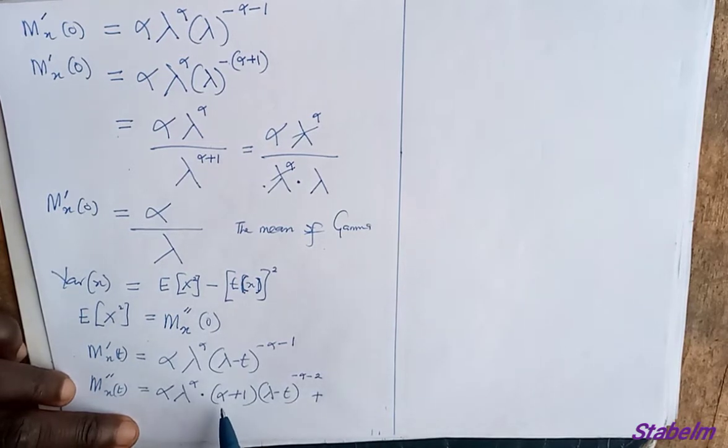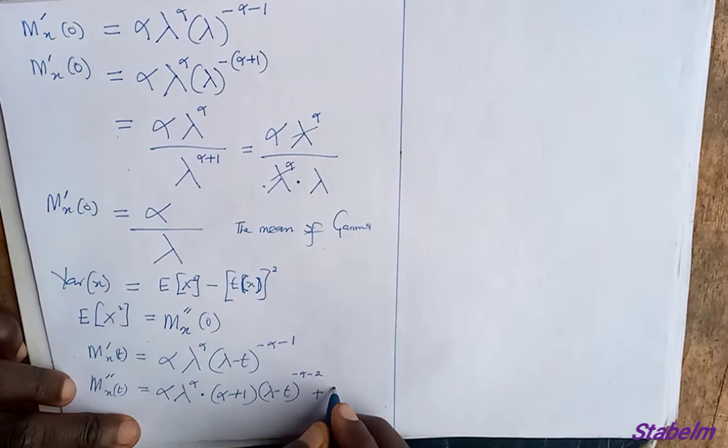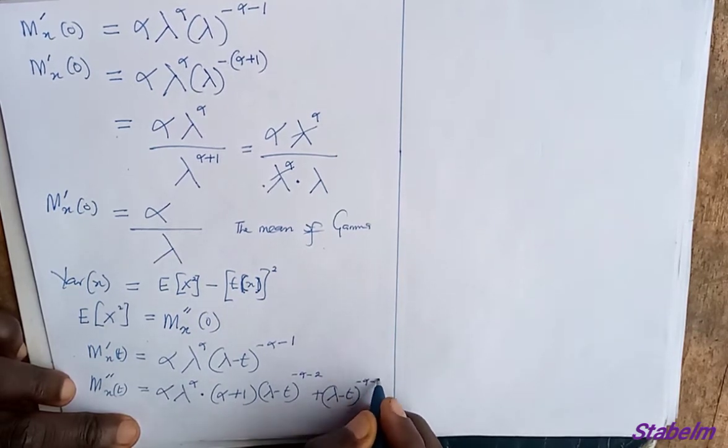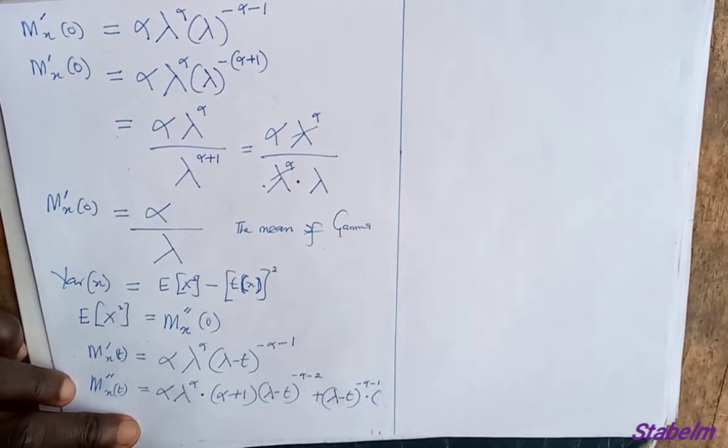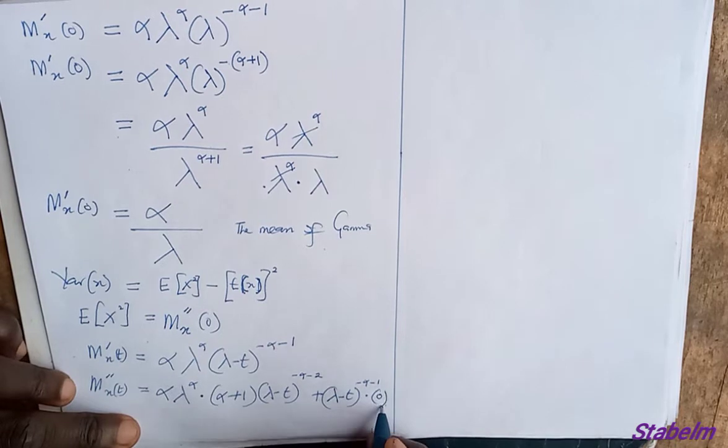Now we are going to differentiate this and keep this. So one time, we keep the whole of this, and the other time we keep this and differentiate this. Now this time around, we're going to keep this and differentiate this. And if you do that, we're keeping this, so we have lambda minus t raised to power minus alpha minus 1 multiplied by, if you differentiate this, it has nothing to do with t, so the whole of this is going to be 0.